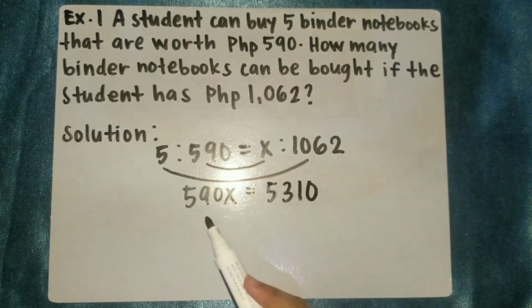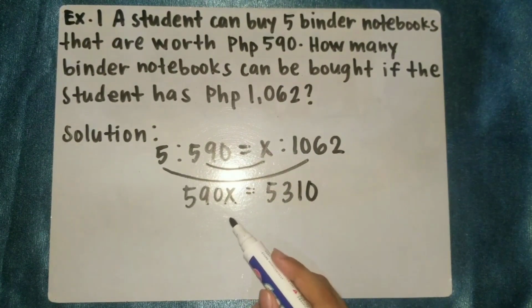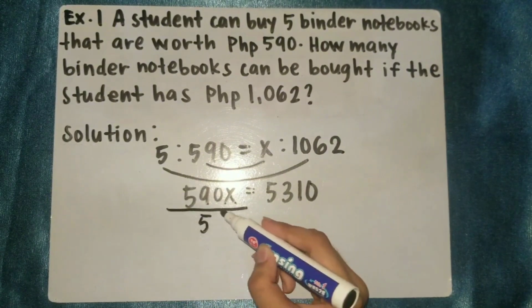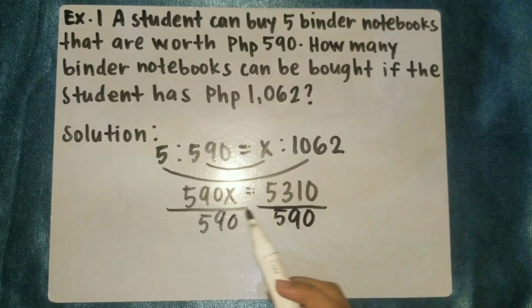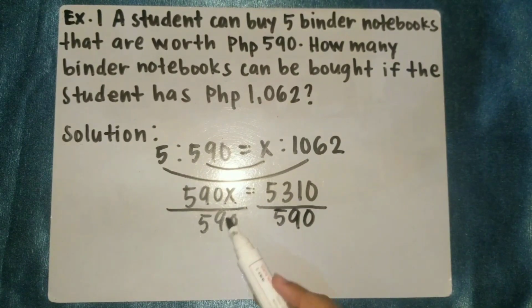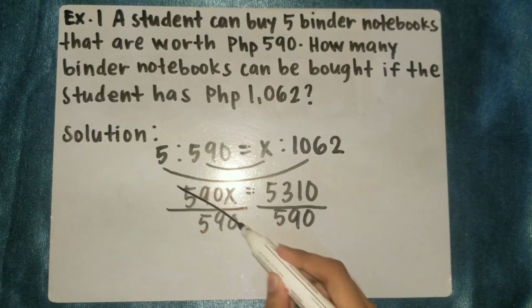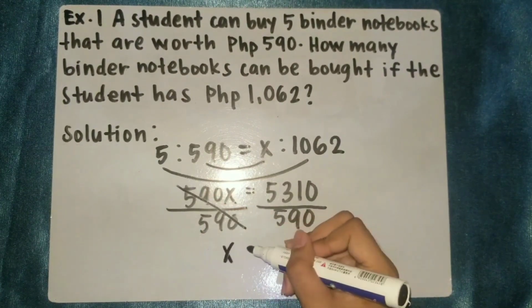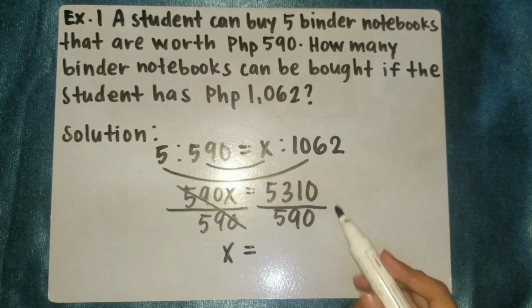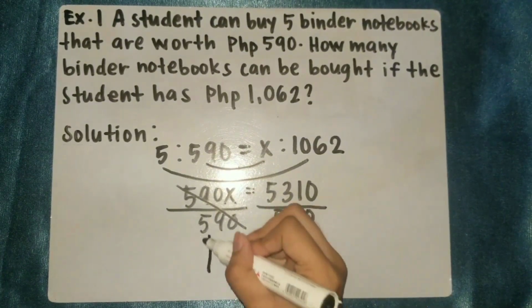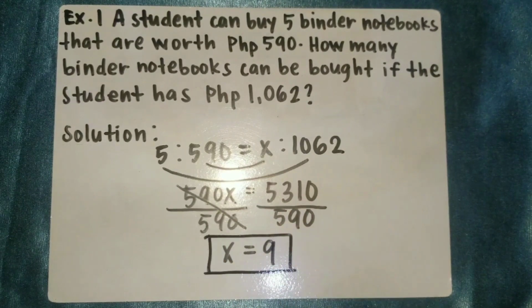Then next, we will solve for x. To solve for x, we will divide 590 by both sides. 590x divided by 590, makakancel na to, at x na lang yung matitira. 5,310 divided by 590 equal 9. In conclusion, 9 binder notebooks can be bought if the student has 1,062 pesos.